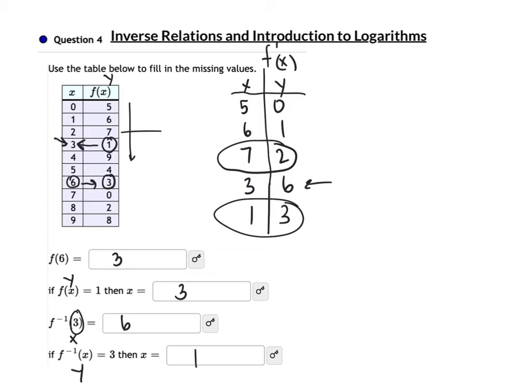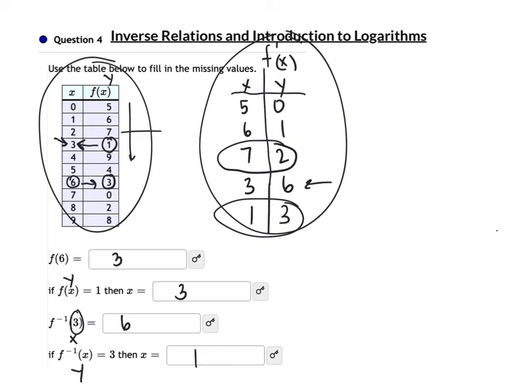If you get confused by this, because it is a little confusing, my suggestion is to take this table and make an inverse table by just switching all the x's and y's and then answering the question.